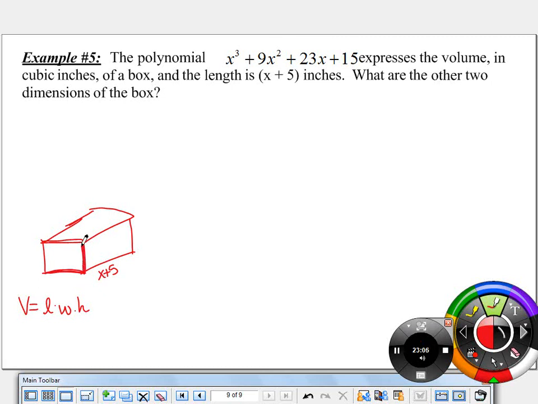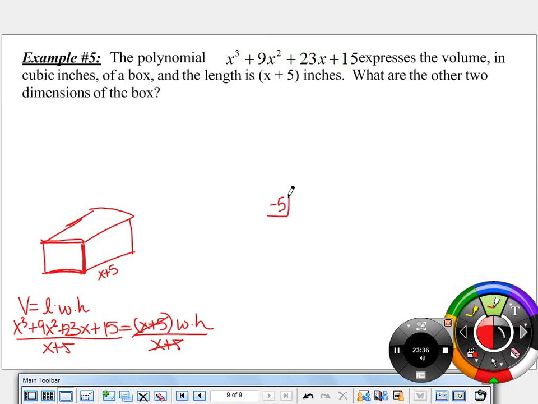Okay? So plugging into this equation, I know that the volume is x cubed plus 9x squared plus 23x plus 15. And I know that the length is x plus 5, and I'm looking for both the width and the height. So here, if I was going to solve this equation, I would want to divide by x plus 5 to at least get the width times the height alone. So I want to do this cubic divided by x plus 5. So I'm going to use synthetic division. So negative 5 is going to go in here because that's what x plus 5 would be set equal to 0. My coefficients are 1, 9, 23, and 15. And hopefully it goes in evenly.